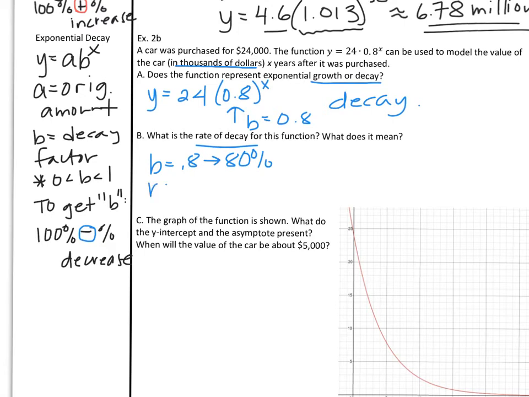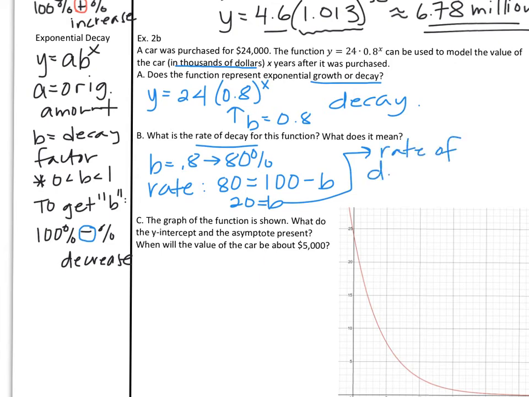To get the actual rate of decay, we have to use our formula backwards. Instead of saying b equals 100 minus the percentage, we already know what b is. B is 80%. And if we take 100 minus the b value, the rate would equal 20. That means the rate of decay is 20%. Each year, the car loses 20% of its original value. That's a pretty steep loss.